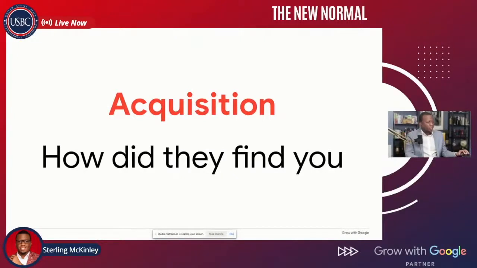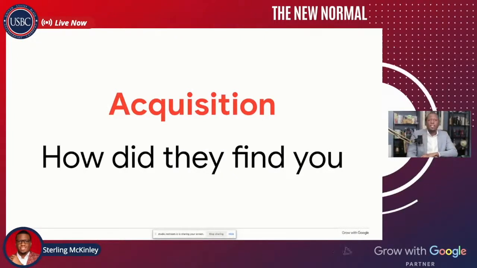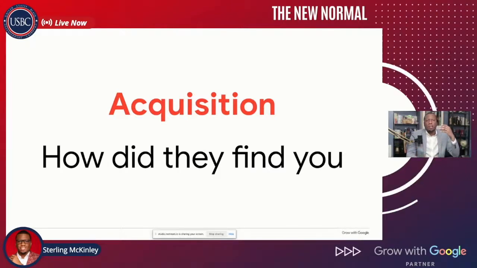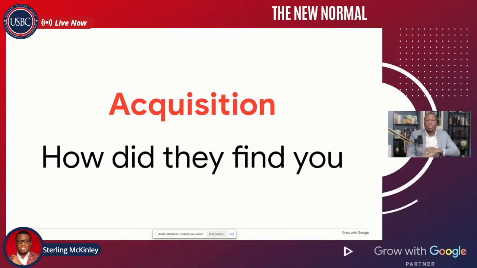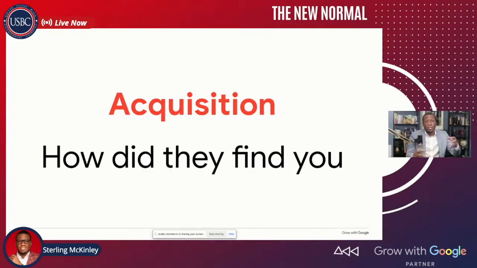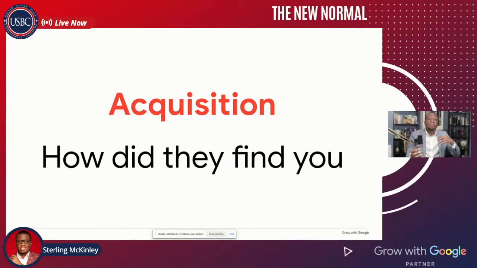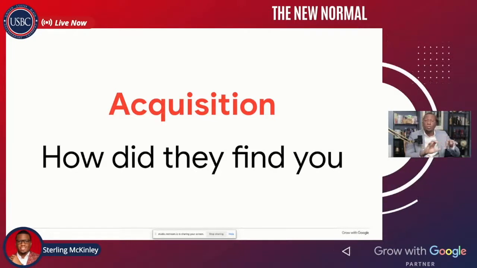Okay, let's move on to the next one. The next one that you want to focus on is acquisition. And this is very important. It's finding out how they get to your website or social media. There's a section in Google Analytics that tells you how they came. So if they came from a Google search, if they came from an email link, if they came from a social media link.